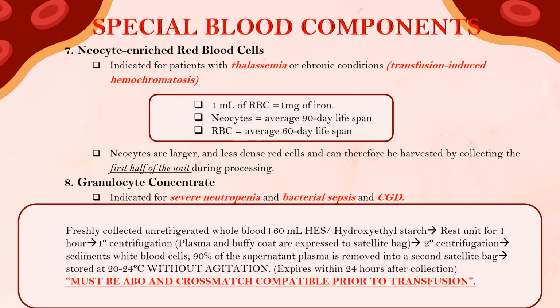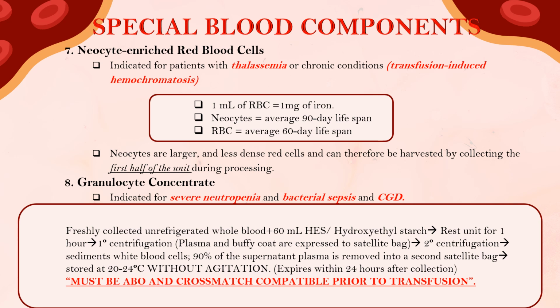So, how do we harvest neocyte-enriched red blood cells? This is based on their specific gravity. Your neocytes are larger and less dense red blood cells and can therefore be harvested by collecting the first half of the unit during processing or component preparation.